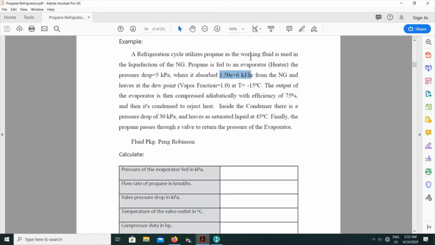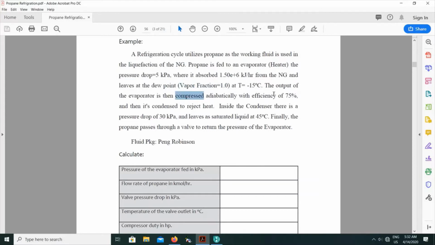Once it leaves the heater, the stream becomes vapor, as I told you before. The stream leaving the evaporator has a vapor fraction of 1 and a temperature of minus 15 degrees Celsius. These are the two pieces of information that we have for the stream leaving the evaporator. The output of the evaporator is then compressed adiabatically with an efficiency of 75%. For compression we need a compressor. After the evaporator or heater we use a compressor because everything is converted into vapor.